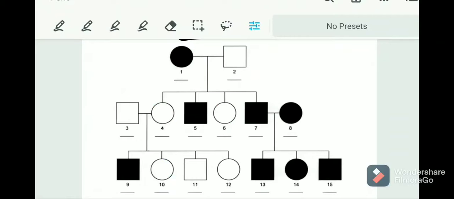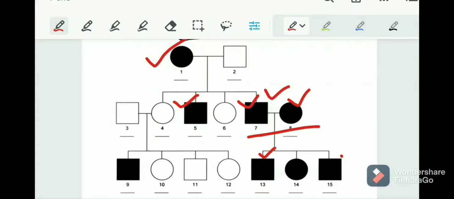So let's see the next one. Here the mother is affected. Here the mother is affected. Then both the sons are affected, right? Here both the parents are affected. Then both of their sons are affected and the daughter is also affected.